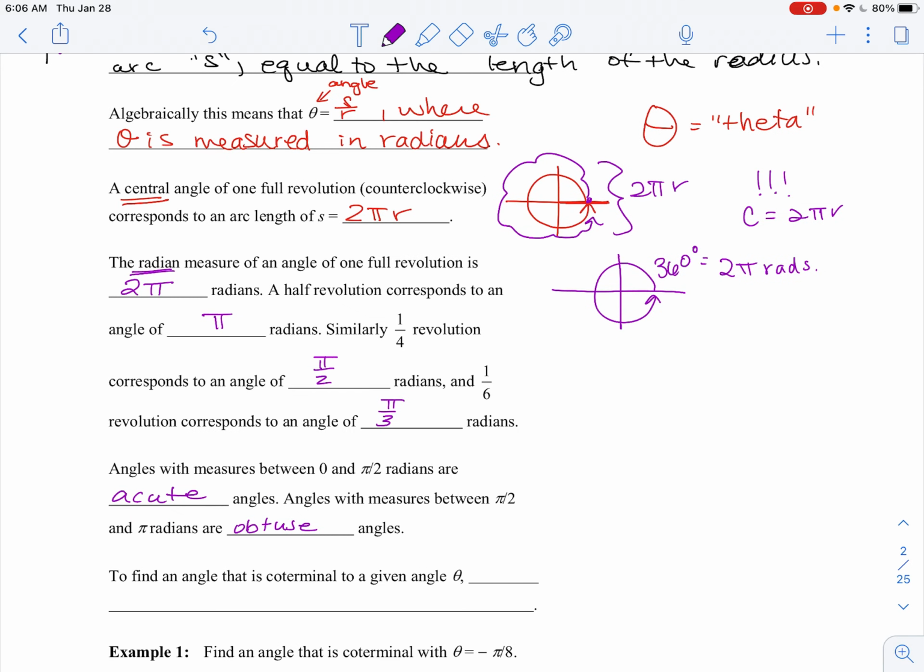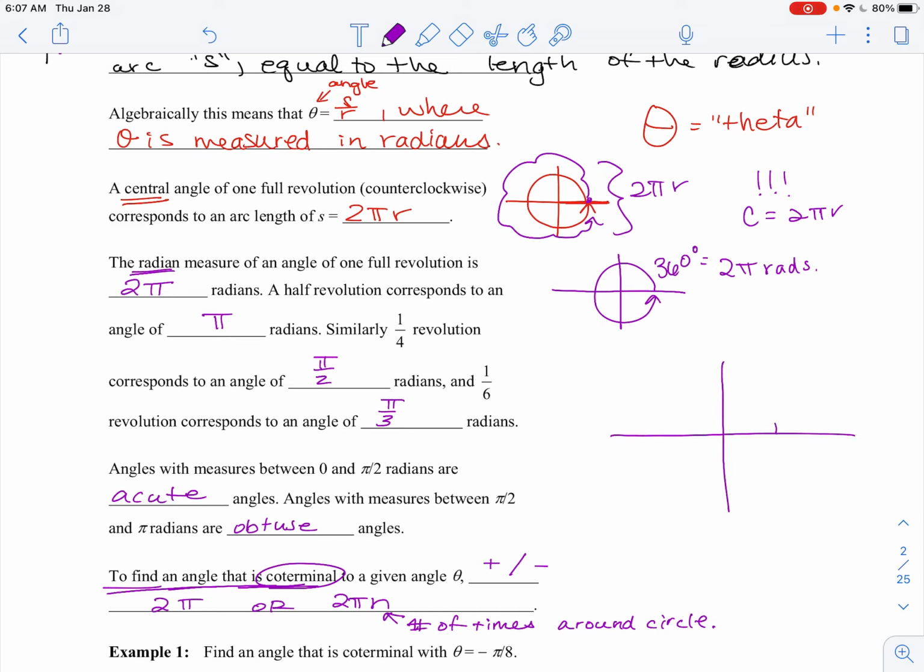Here's how to find an angle that's coterminal. You're going to add or subtract 2 pi to that value. Multiple circles would be 2 pi times however many times you go around the circle. So we can add 2 pi times n, where n is the number of times around the circle.